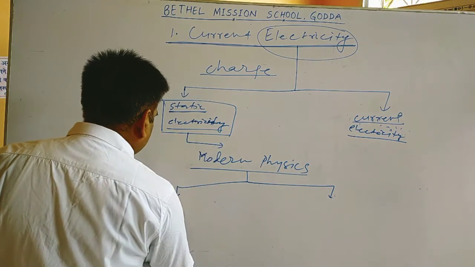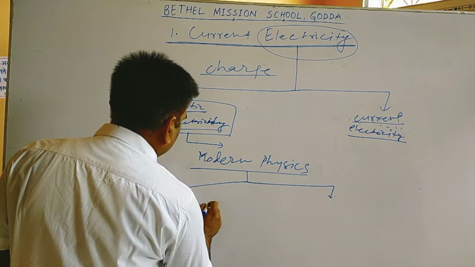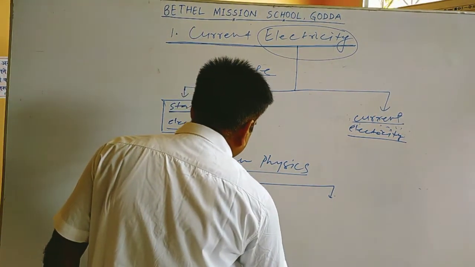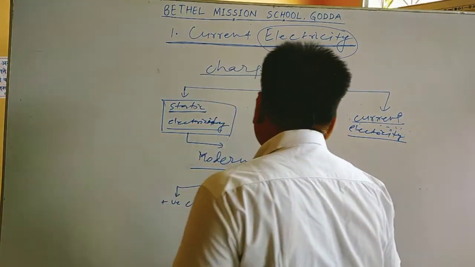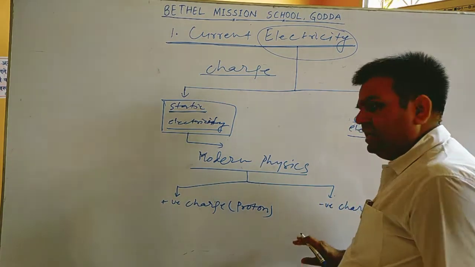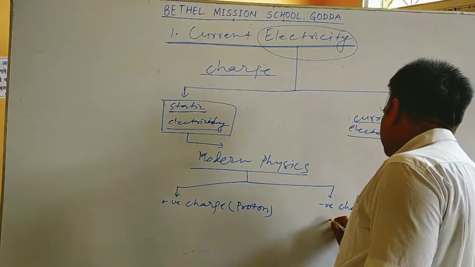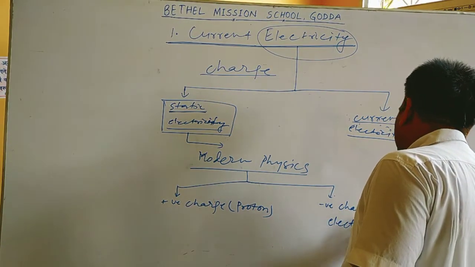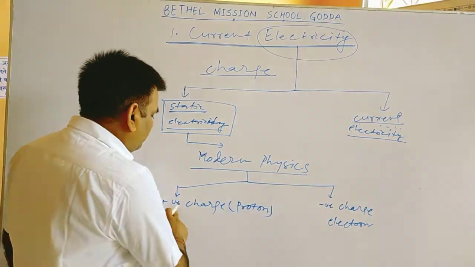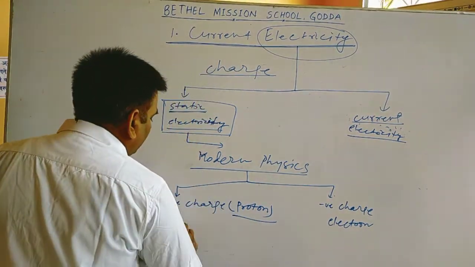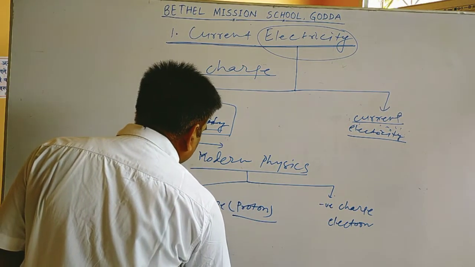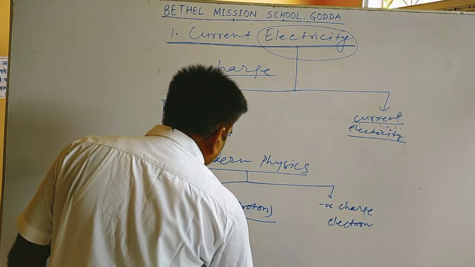It is a positive charge. Positive charge means it is proton. And second is negative charge. Negative charge means it is electron. And both have the same kind of value. Proton has charge plus 1.6 into 10 raised to the power minus 19 coulomb.